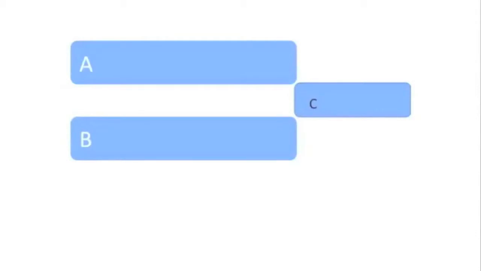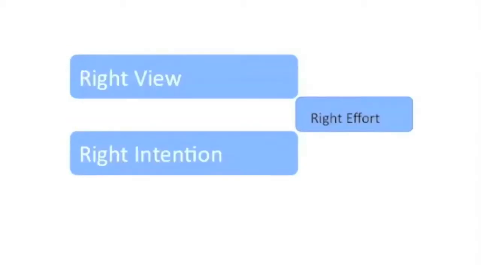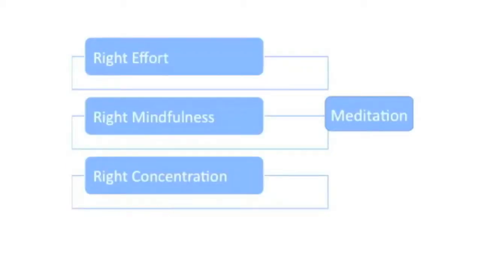Let's move on to an example using the on-off functions of the Eightfold Path. In this diagram, if right view and right intention are on, this sets the occasion for right effort to be on. Let's consider diagram 3. We now have 3 conditions, but with an interesting twist.